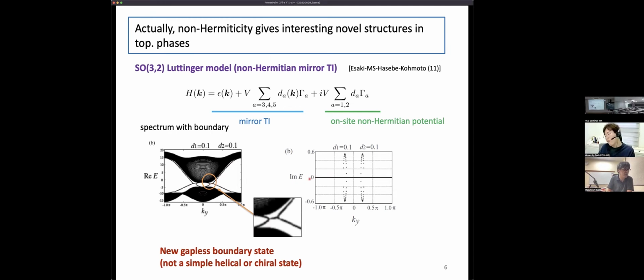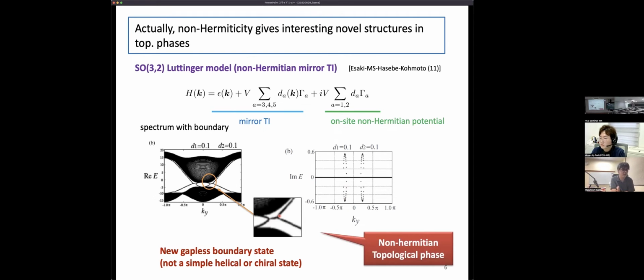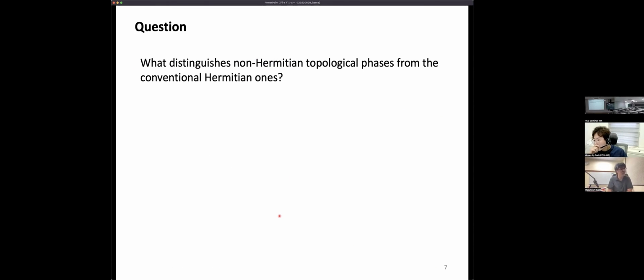And here is the imaginary part of the energy. And actually, we can see that along this line, we can keep the reality of the spectrum. And at this line, we have a complex spectrum. We found that the non-Hermiticity plays an important role to keep the gapless structure of the boundary state. So from this observation, we conclude the presence of the non-Hermitian topological phases. So now we know that even in a non-Hermitian system, we can have topological phases.